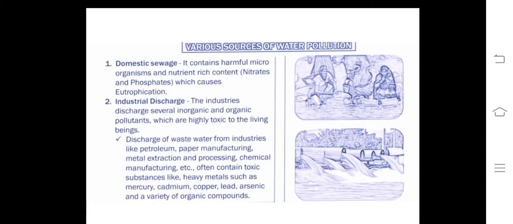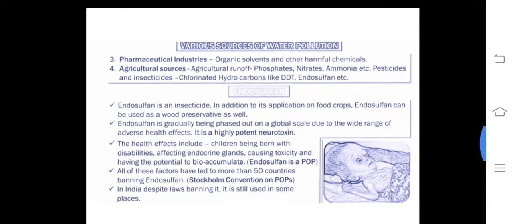Discharge of wastewater from industries like petroleum, paper manufacturing, metal extraction and processing, chemicals and so on often contains toxic substances like heavy metals such as mercury, cadmium, and a variety of organic compounds, and it creates a lot of disastrous impact on the marine ecosystem. Now we see pharmaceutical industries also, organic solvents, other harmful chemicals, because for that you need to process before discharging. That's why many industries have to follow some protocol standard that you have to first process the pollutant, and then you can discharge it to the Ganga river or other.